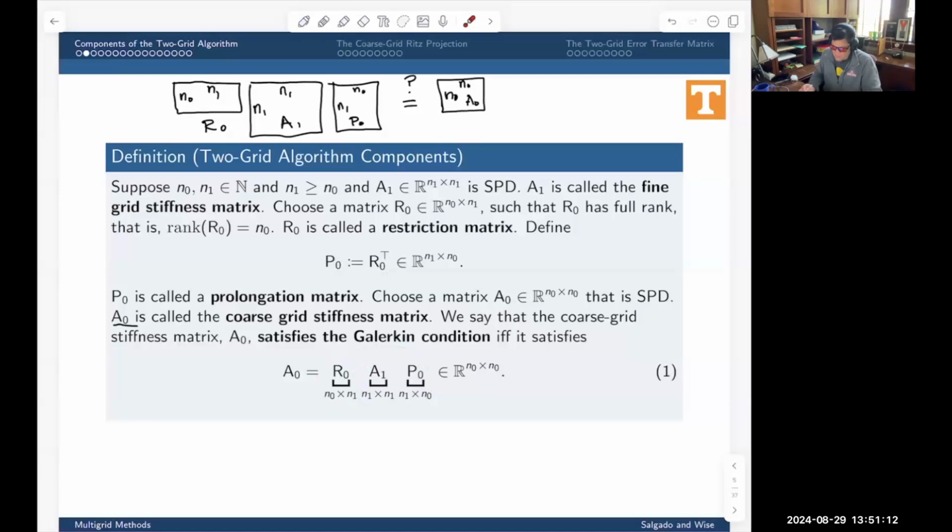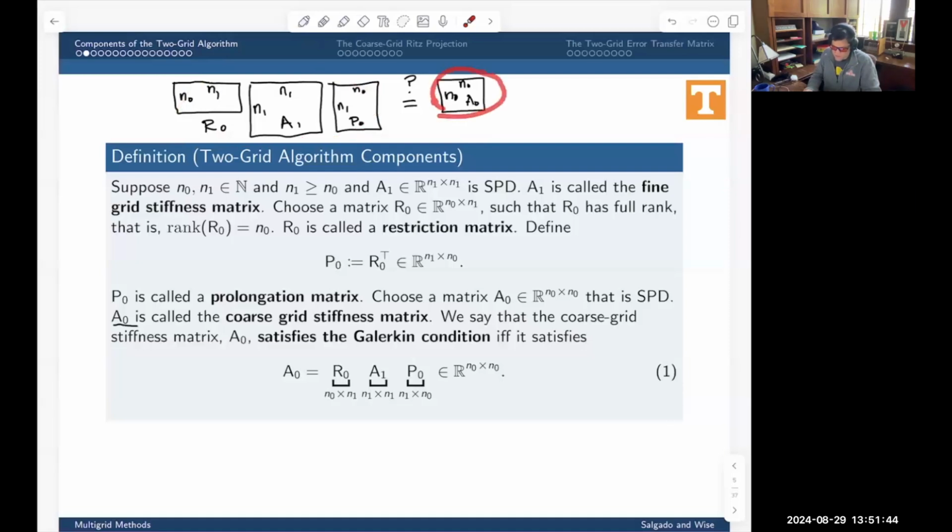The last question I want to ask is, is this product symmetric positive definite? So we saw that it's symmetric, okay? And now the question is, is it positive definite? And the answer is yes. And that has to do with the fact that R0 and P0 are full rank. If they weren't full rank, then it wouldn't be positive definite anymore. So this product is always going to be guaranteed to be symmetric positive definite by my construction.